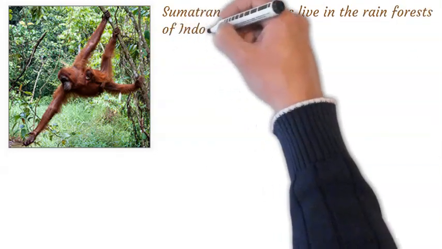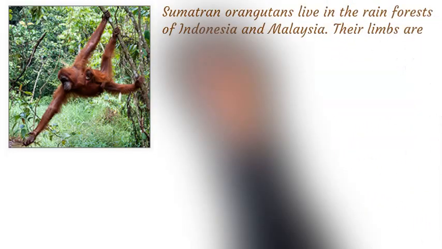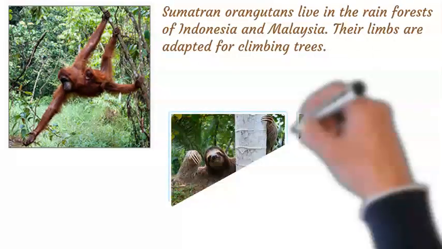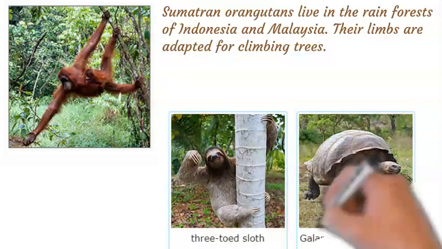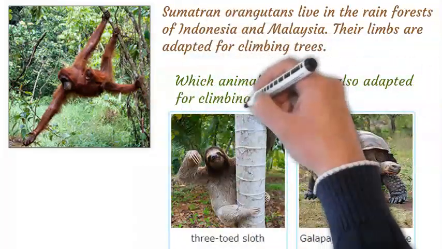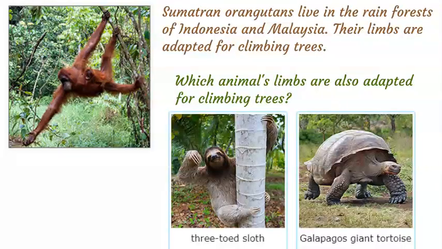Sumatran orangutans live in the rainforests of Indonesia and Malaysia. Their limbs are adapted for climbing trees. Which animal's limbs are also adapted for climbing trees?